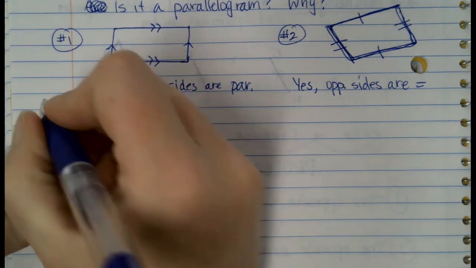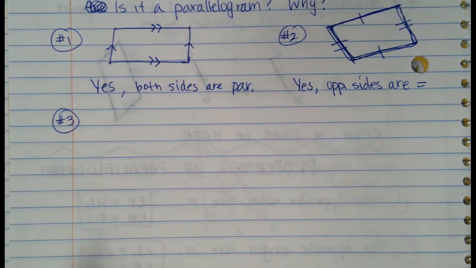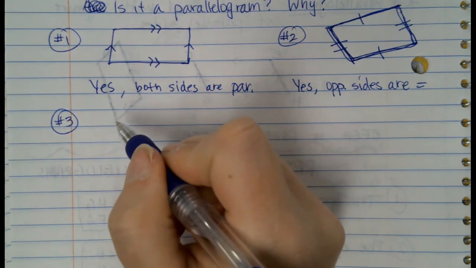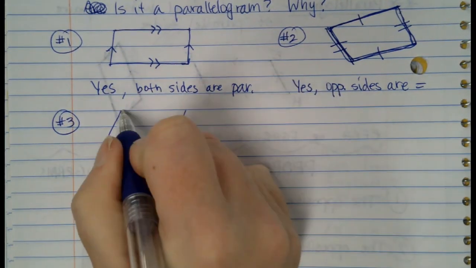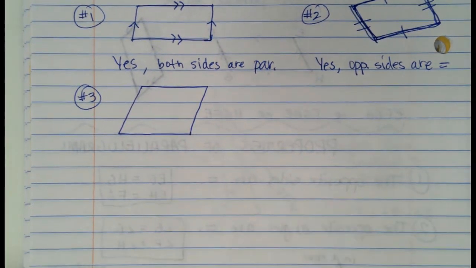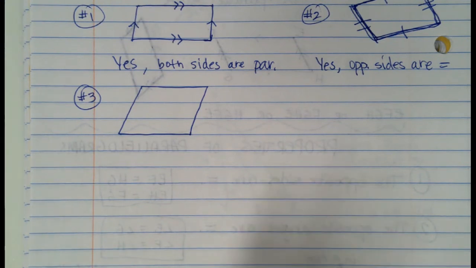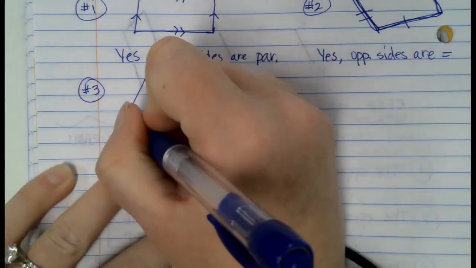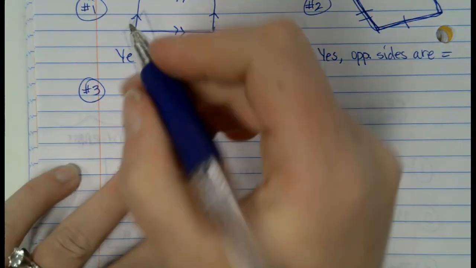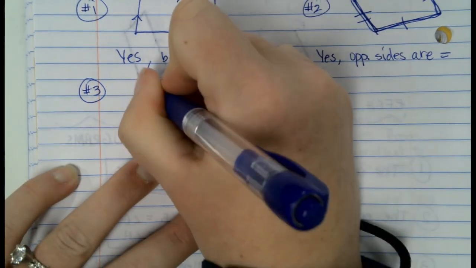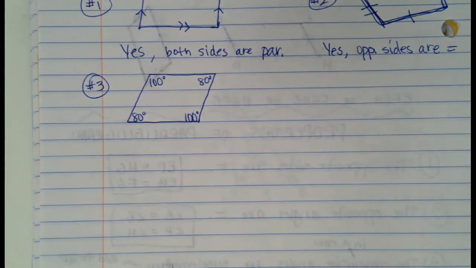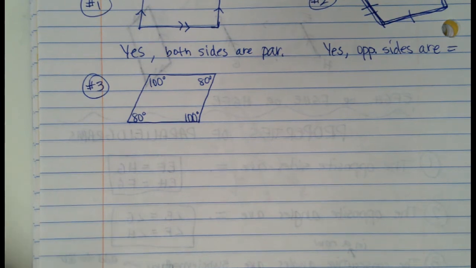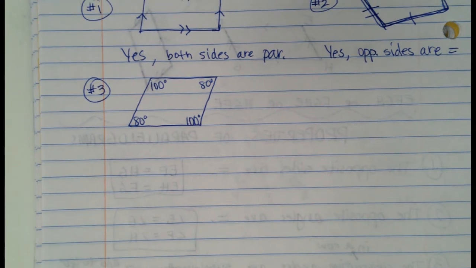Okay, I want to do a few more. All right, here's a quadrilateral. On this one, I'm going to give you the angles. I'm going to say this one's 80 degrees, this one's 80 degrees, 100, and 100. So, do you think this is a parallelogram?